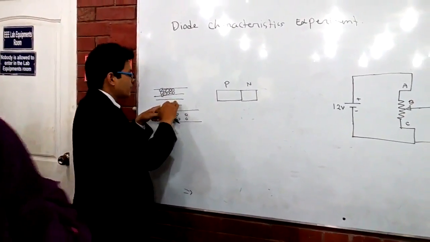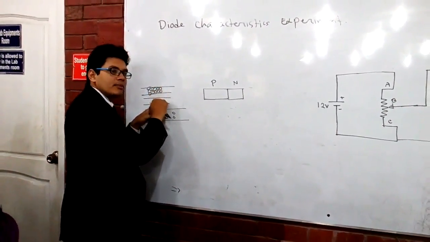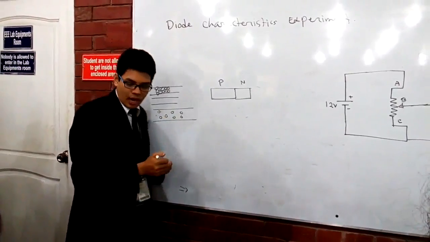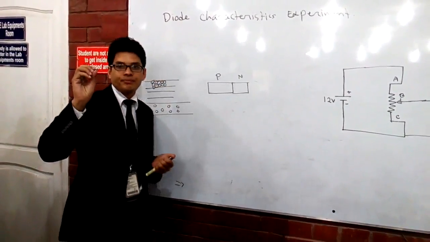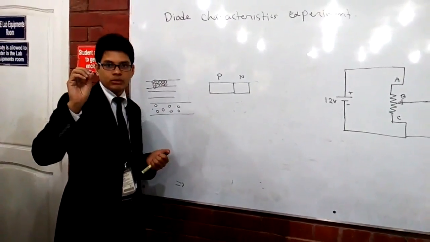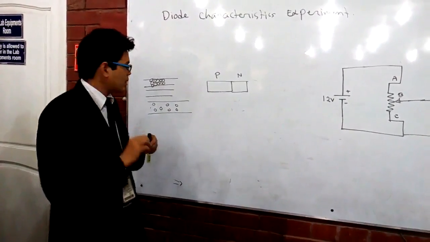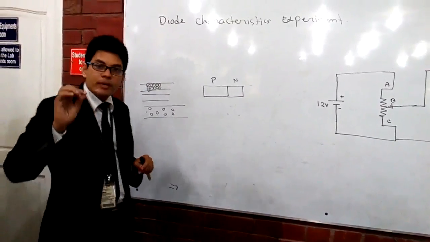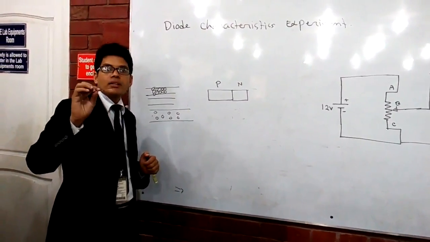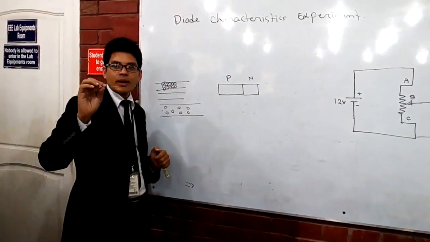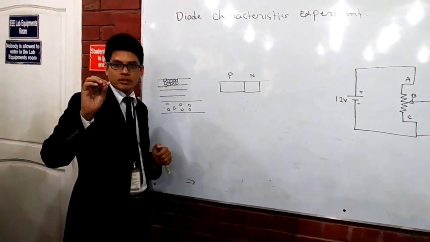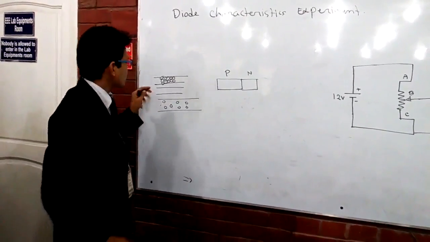Sometimes it behaves as an insulator, sometimes it behaves as a conductor. For now, this PN junction behaves as an insulator. For now. Okay, let's see why. It will also behave as a conductor when it is forward biased. And when it is reverse biased, it acts as an insulator, right? So that is why it is called a semiconductor.